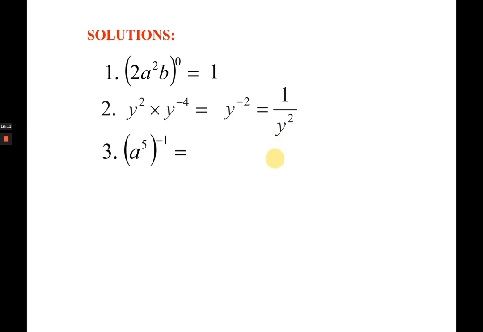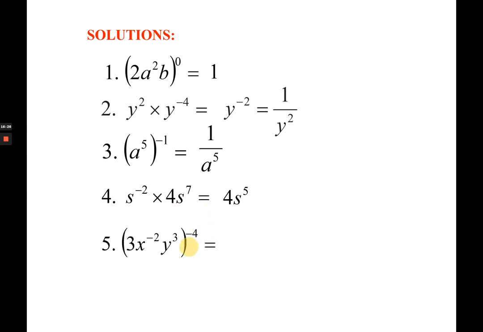Next, negative 1. So it's a numerator, it goes down. That's it. Here you are going to add 7 and negative 2, which is actually positive 5. And that's it. Next, you are going to distribute everything. Let's see how it's done.